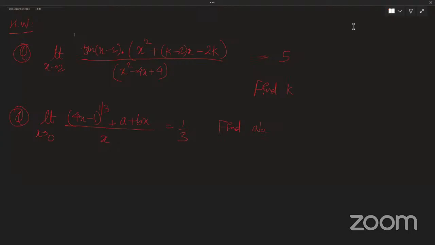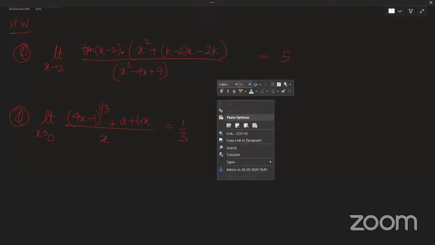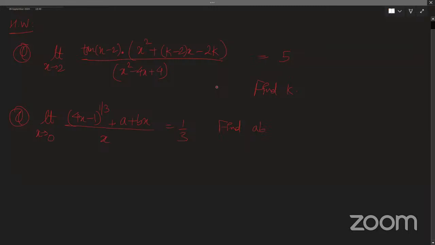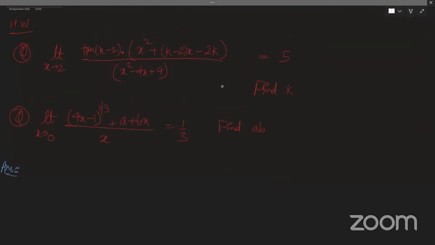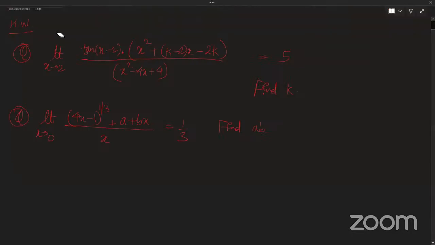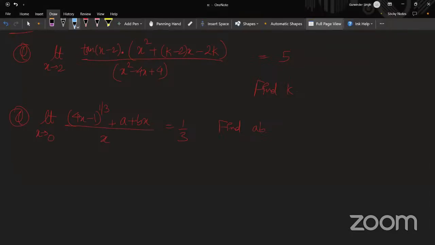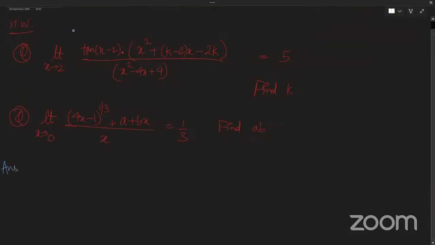These were the two homework questions given to you. Just in case you haven't solved them, we'll be doing them right now. What is the answer of the first one? 7, sir. K is equal to 7. Okay.